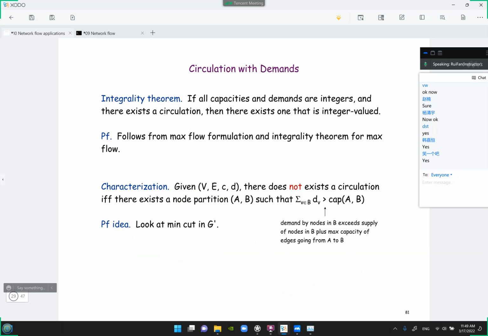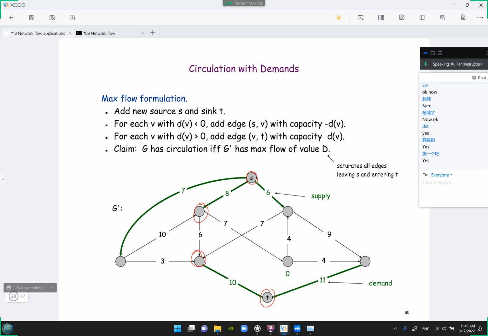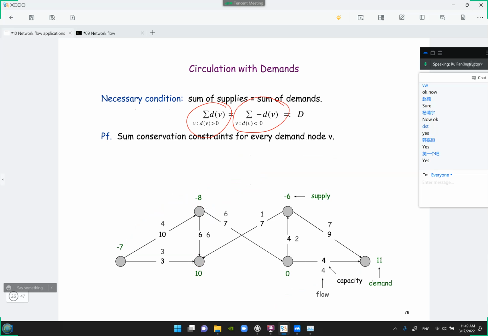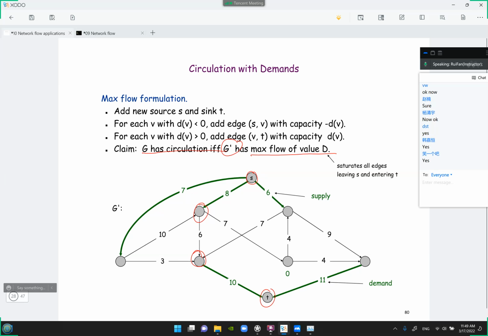And then there's a claim that this original graph G has a circulation if and only if this new graph has a max flow value of D, where D is simply defined as the sum of all of the positive demands or the sum of all of the negative demands. We know that these two things have to be equal to each other. So if you can find a max flow of value D, then this graph has a circulation. That's how you can tell whether a graph has a circulation or not.